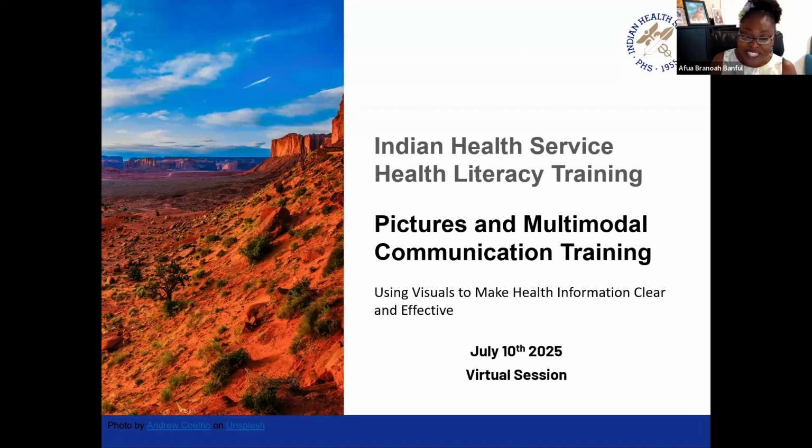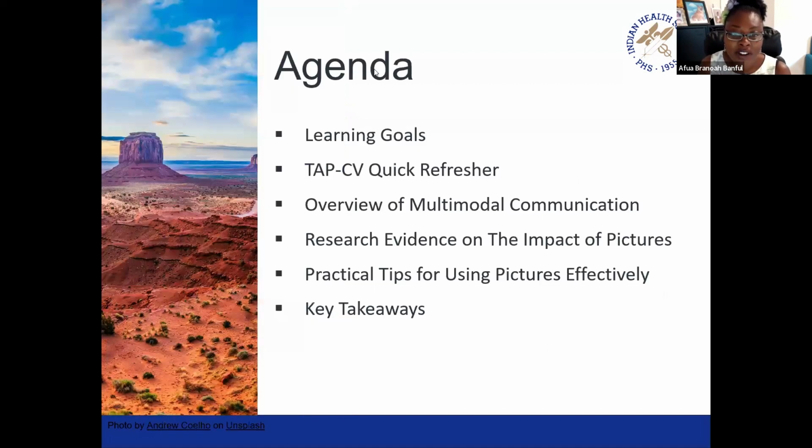We are continuing with our sessions, and today we are focusing on the P in TAP CV, which is pictures and multimodal communication. So let's just dig in. We have quite a lot to cover as usual.